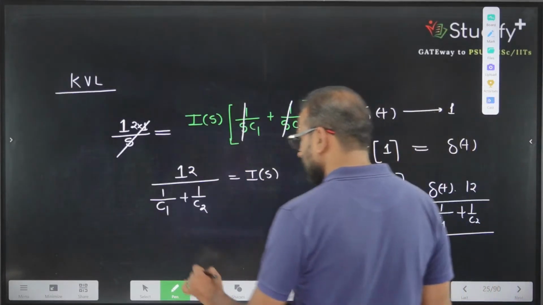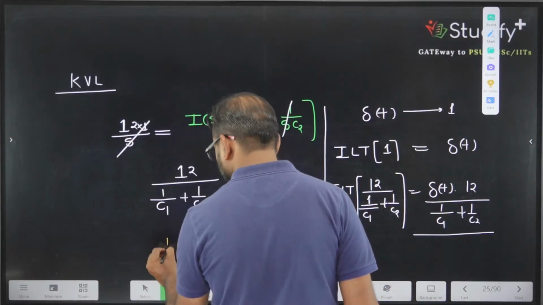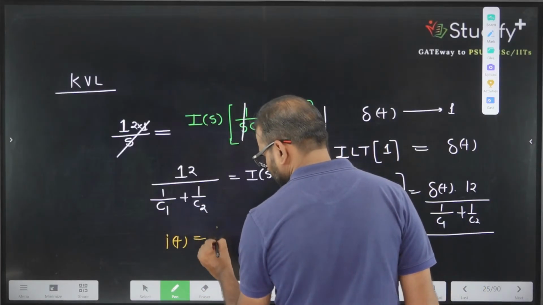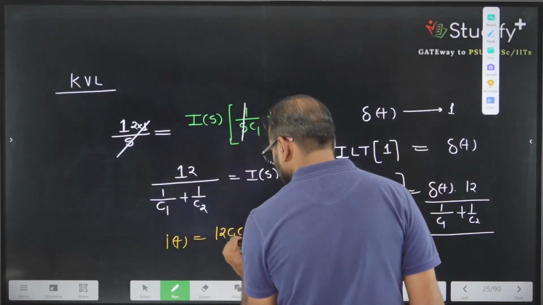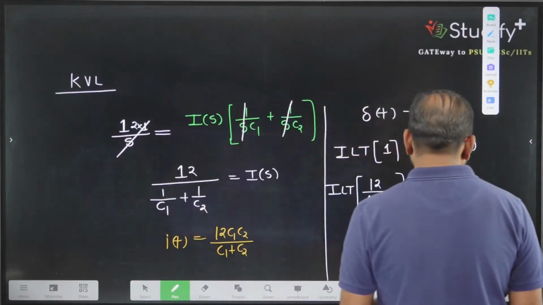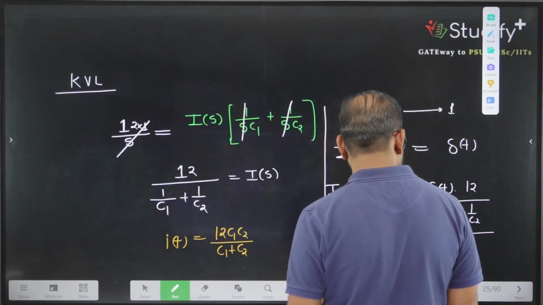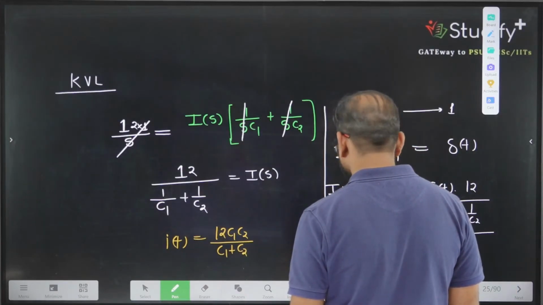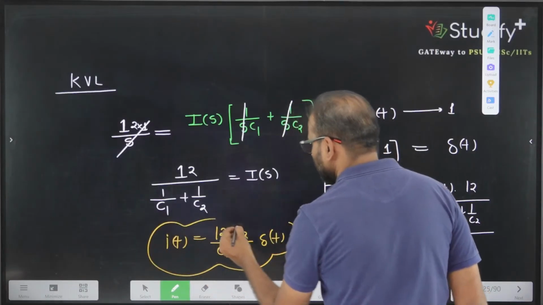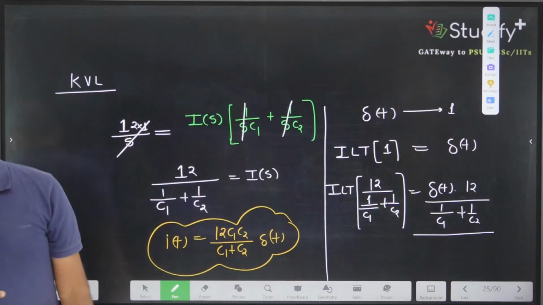So I of T is given by 12 C1 C2 divided by C1 plus C2 into delta t. This is the final expression. So if they ask for the expression, we can get the expression, or this value is also true. Let's go to the next.